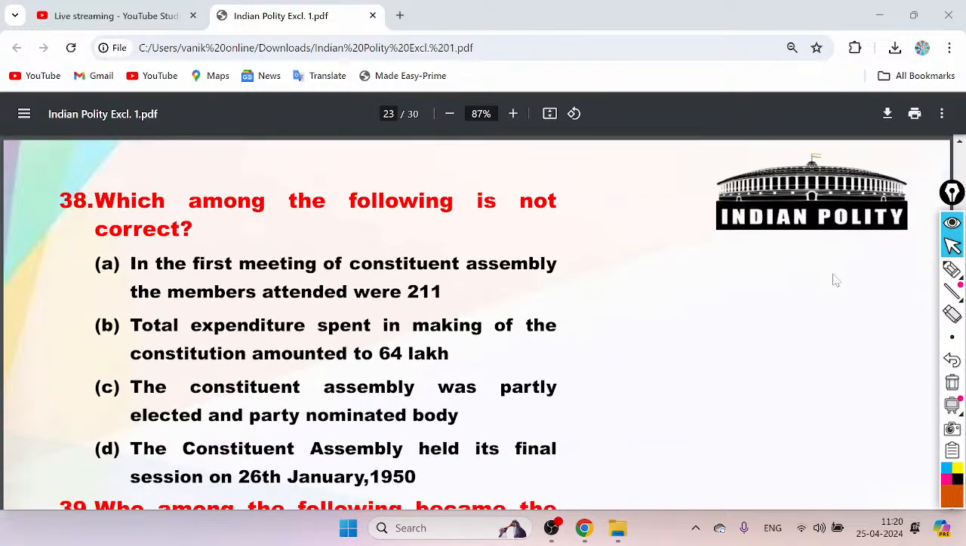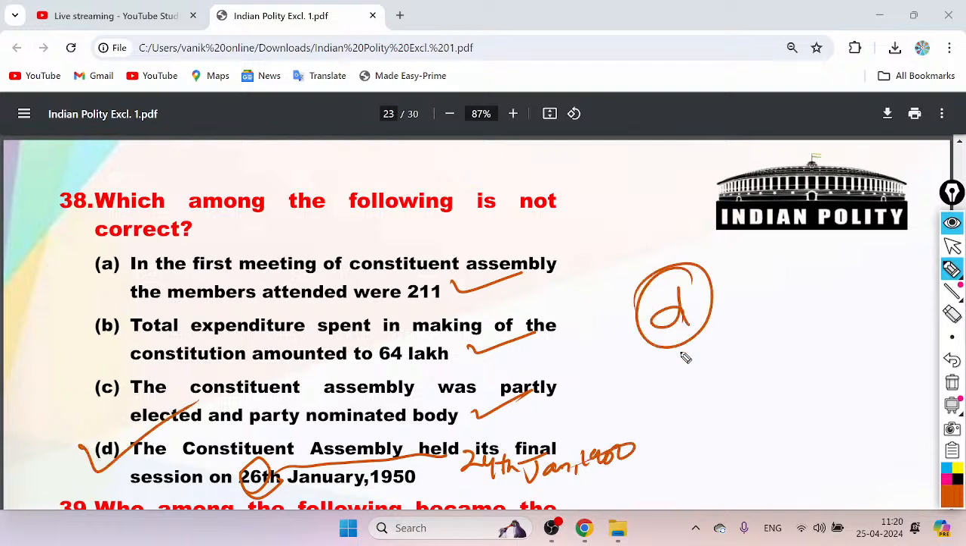Which among the following is not correct? In the first meeting of the Constituent Assembly, it was attended by 211 members. Yes. Total expenditure was 64 lakh. Was partly elected, partly nominated. Had its final session on 24 January 1950. So that will be the answer, D.